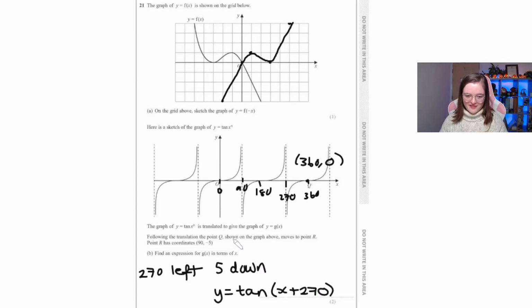And then moving 5 down, out of the bracket, doesn't lie. So we can just put minus 5 down in the way that we normally would for things like translations. And there we are. And that is that.